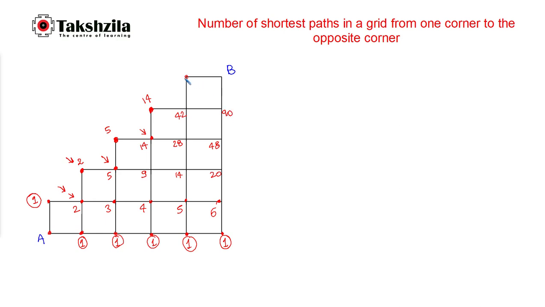To reach this point, we need to travel via this point only, compulsorily. This point we can reach in 42 different ways. So this point also we can reach in 42 different ways. Now 42 plus 90 is equal to 132. So in how many ways can we travel from point A to point B? There are 132 possible shortest paths available.